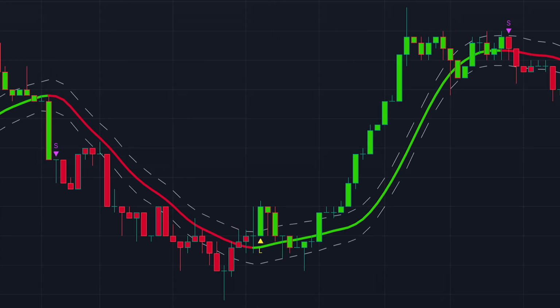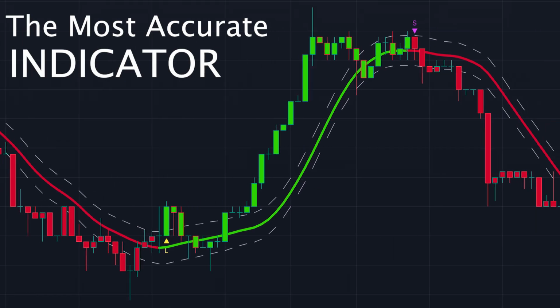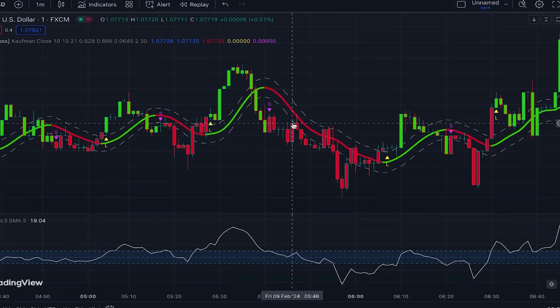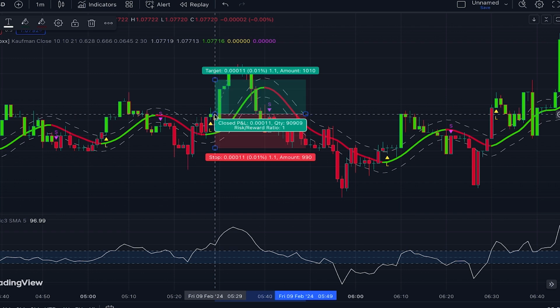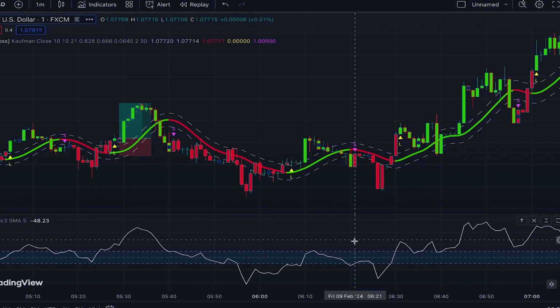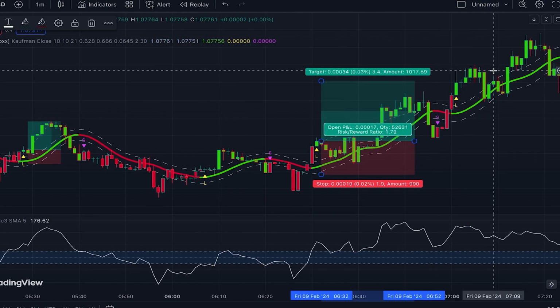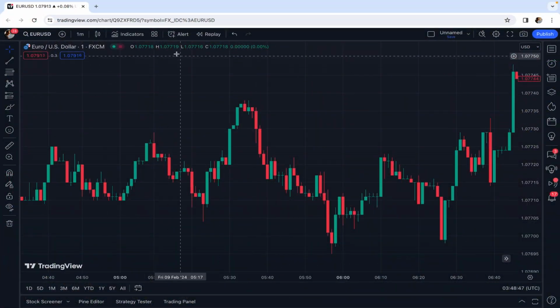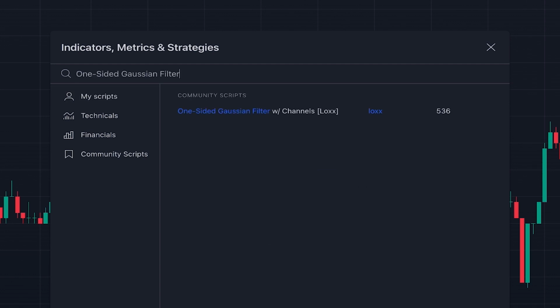In today's video, I want to introduce one of the most accurate indicators on TradingView that gives free buy-sell signals. It's a perfect choice for scalping on 1 minute and 5 minutes time frame. So make sure you watch this video until the end because I'm going to teach you a scalping strategy that is very profitable.